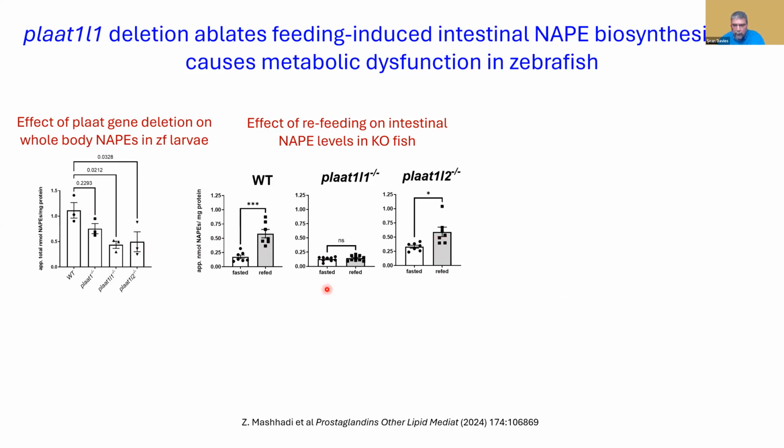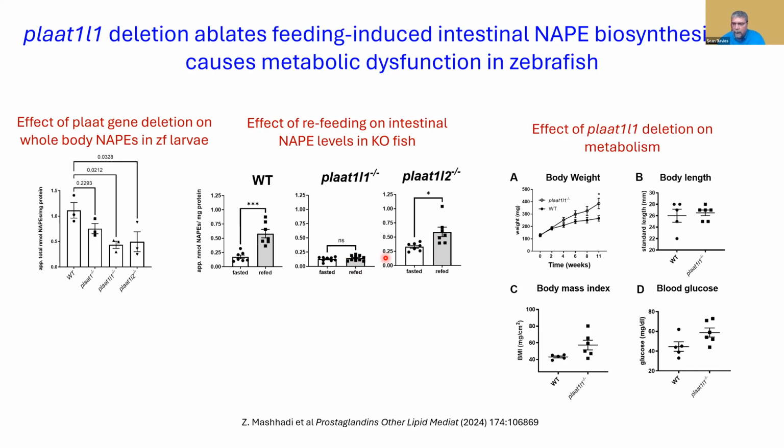And so we, of course, then wanted to ask, well, what's the effect of knocking this out on metabolic disease? When we look at these knockout animals, they had increased body weight, and this is just being fed a standard flake diet. There wasn't a change in their body length, so bone and muscle seemed to be fine, but there was an increase in the body mass index indicative of an increase in fat accumulation. And there were also increases in their blood glucose, suggesting at least early hyperglycemia. So knocking out this feeding-induced NAPE response does at least induce moderate metabolic disease.